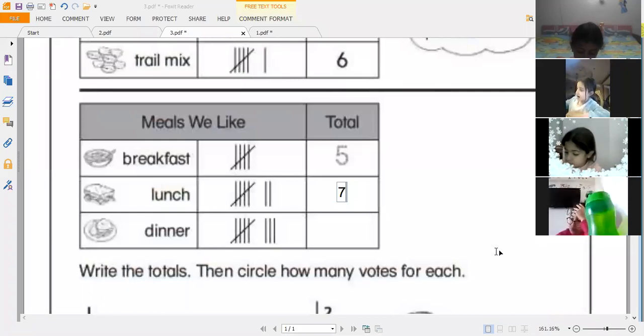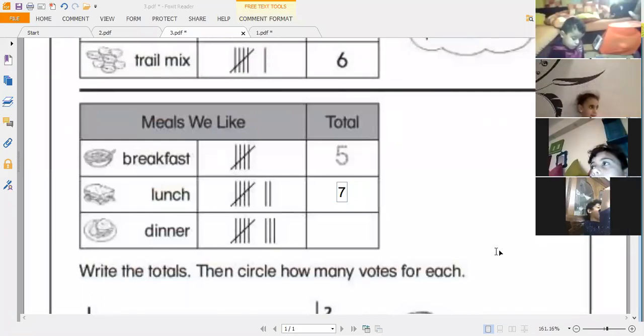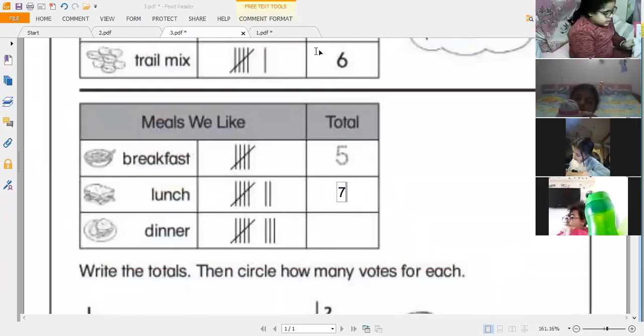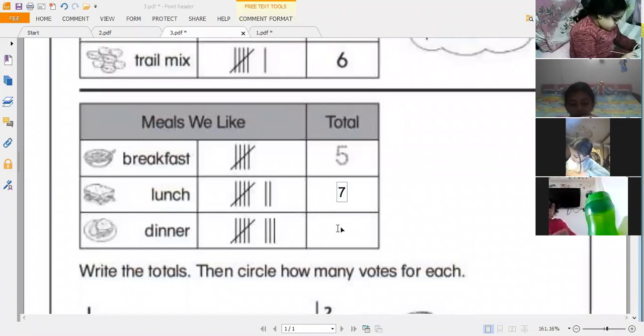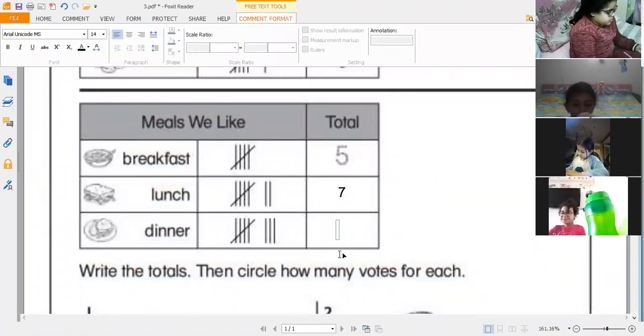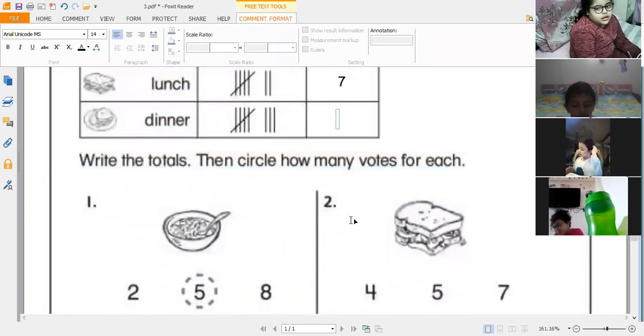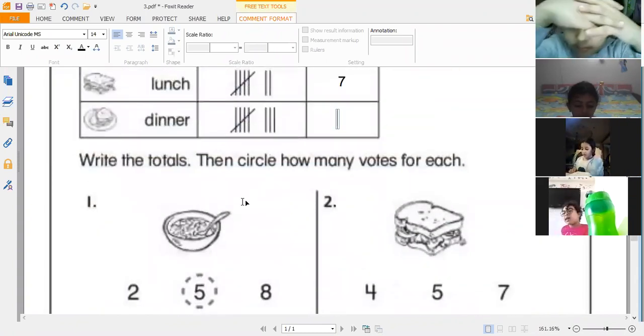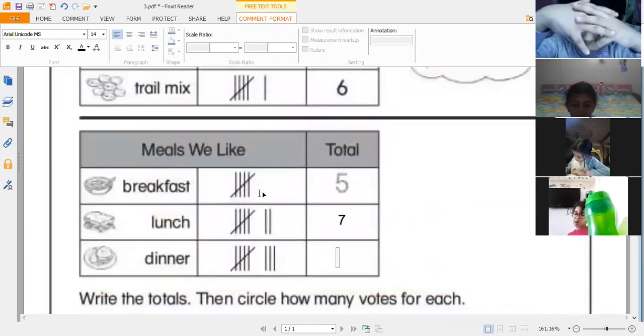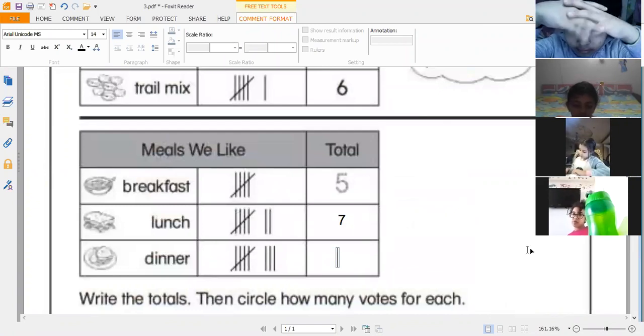Miss, can I ask you something? Okay. Can I say it in Arabic? Okay. How do I make the part at the bottom? We will answer this together. Okay. Don't be worried.